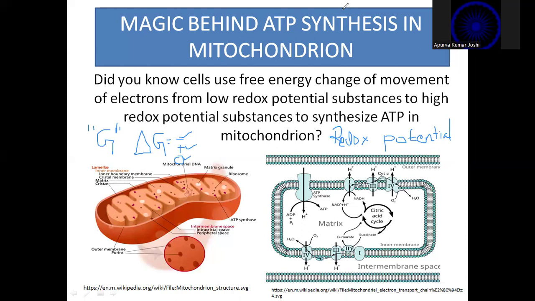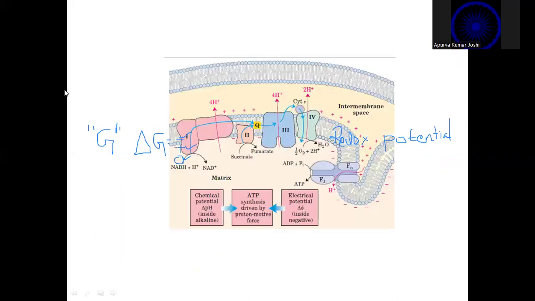So we're going to look at all these things very quickly without actually going into intricate details of the working mechanisms of the respiratory complexes. If you would like me to make another video, let me know. I'll do another video later on. But let's just look at the energetics of it. Now I'm sure you're all aware of this diagram.